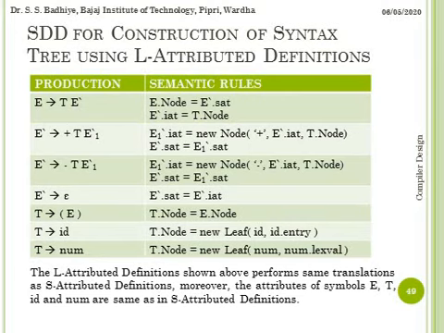Moreover, the attributes of the symbols capital E, capital T, ID and num are the same as those in the S attributed definitions, right? So the rules for building the syntax tree are similar to those which we used for the desk calculator, where the L attributed definitions were used to evaluate the synthesized attributes, right? Here E dot node, E dash dot sat, T dot node, ID dot entry, num, these are the synthesized attributes.